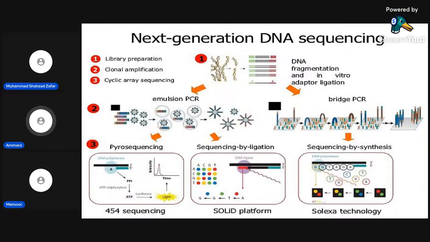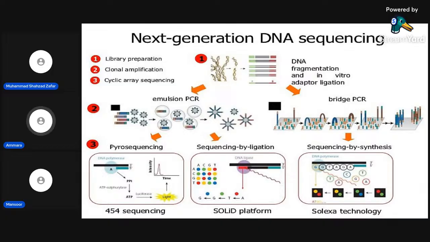So after bridge PCR and emulsion PCR, in emulsion PCR we'll attach these DNA fragments with adapters to oil beads. So emulsion PCR will attach beads with these adapters. In bridge PCR we'll introduce our DNA fragments with adapters on the flow cell. That flow cell has complementary nucleotide sequence. So after that, how can we determine the sequence of DNA?